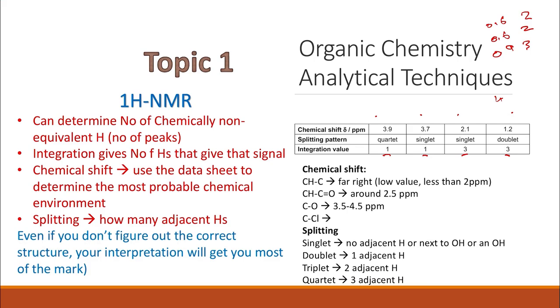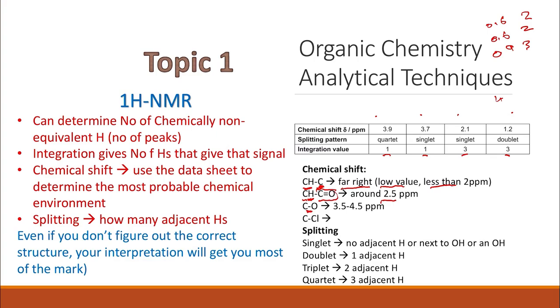Even if you cannot figure out the correct structure at the end, remember that your interpretation will get you most of the marks. So the chemical shift, if you have a hydrogen on a carbon next to a carbon, is going to be to the far right. So it's going to be a low value, less than 2 parts per million. If you have a hydrogen on a carbon which is adjacent to a carbonyl, this is around 2.5 parts per million.